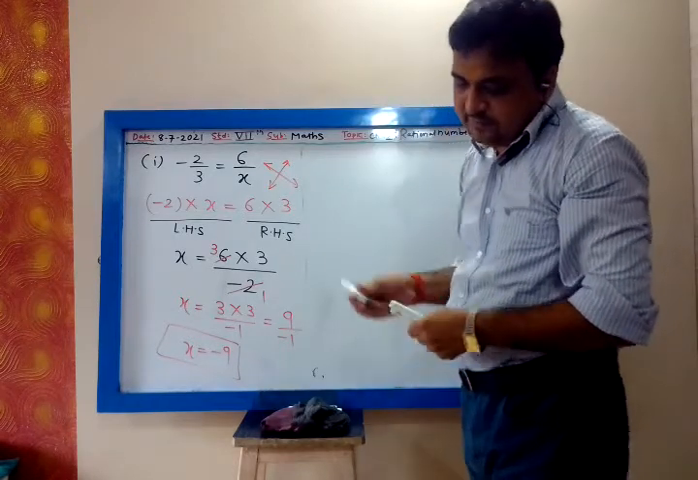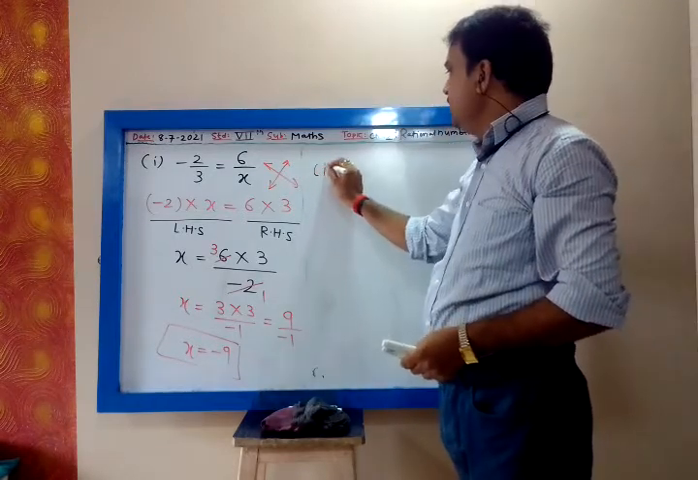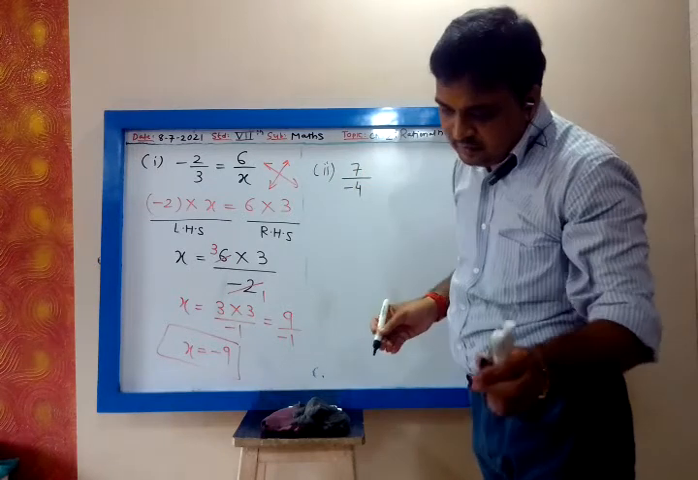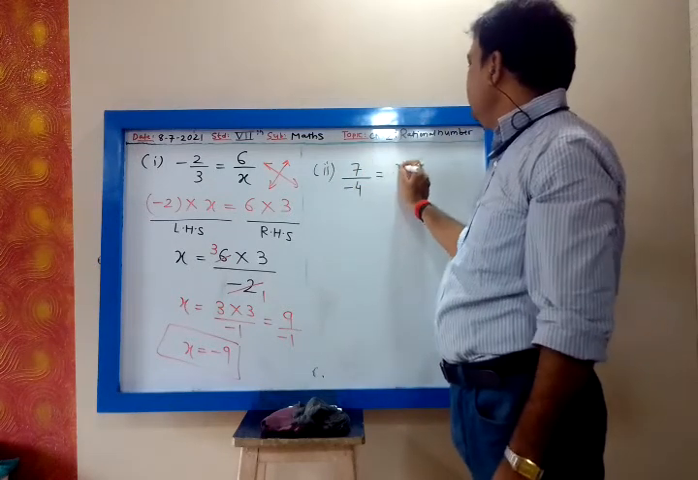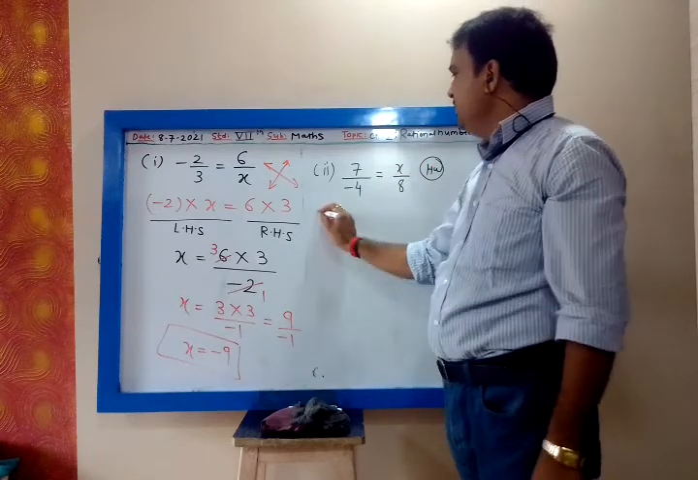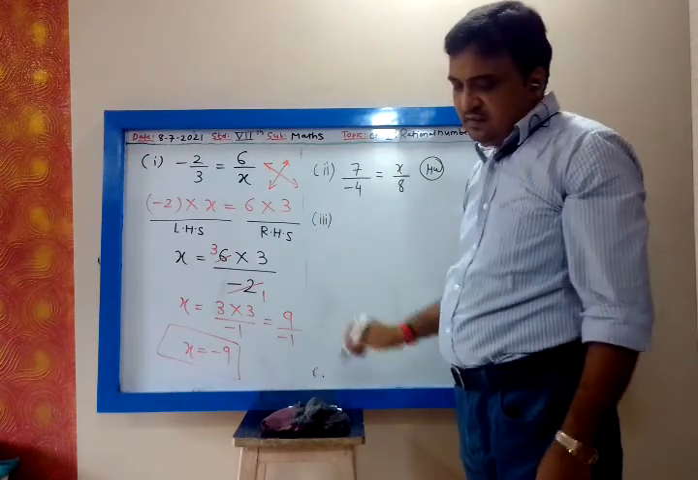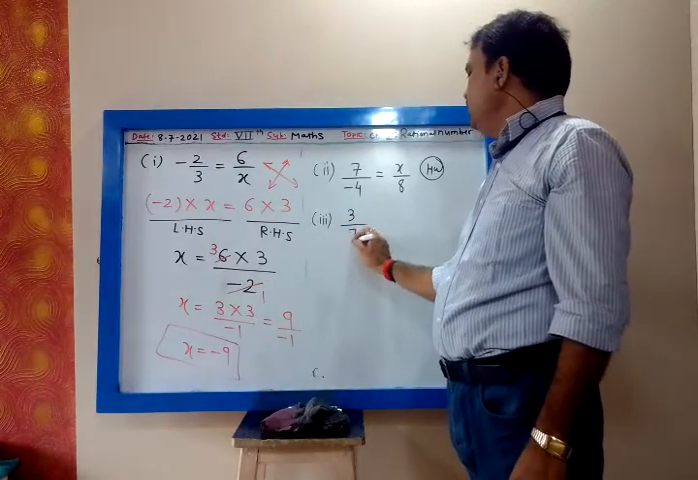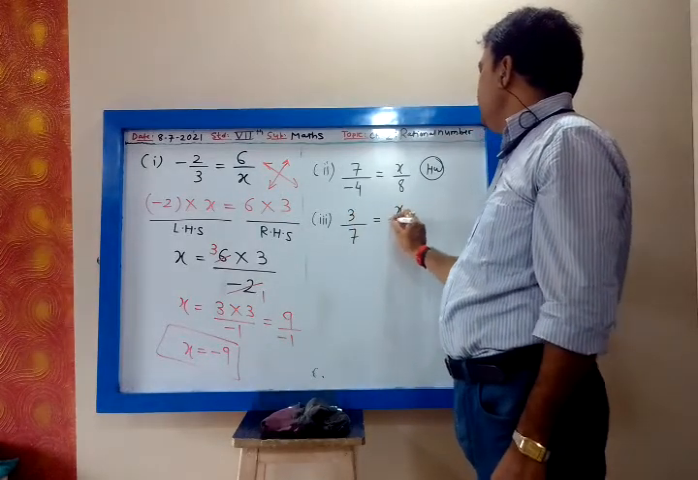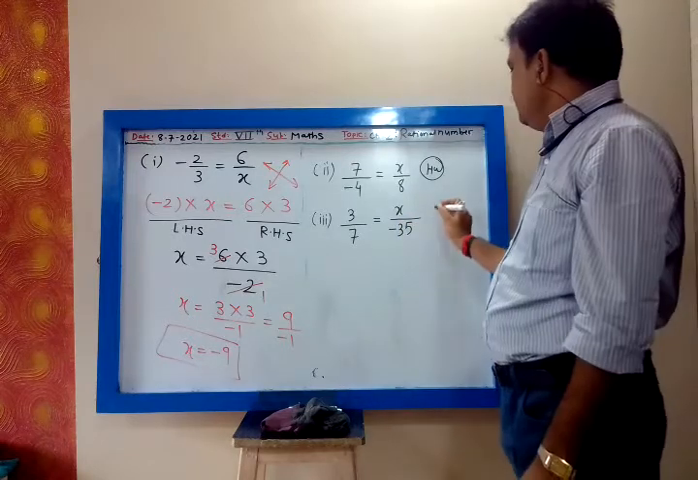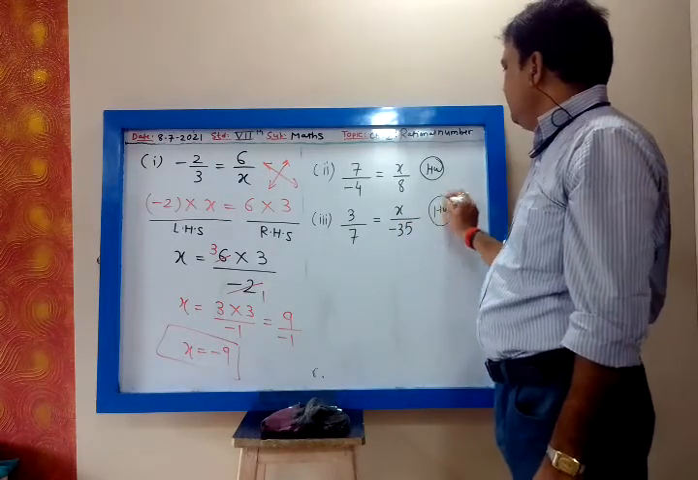Then second question, 7 upon minus 4 is equal to x upon 8. So this will be homework, same way. Cross multiply, simplify. Third one, 3 upon 7 is equal to x upon minus 35. So this is also homework.